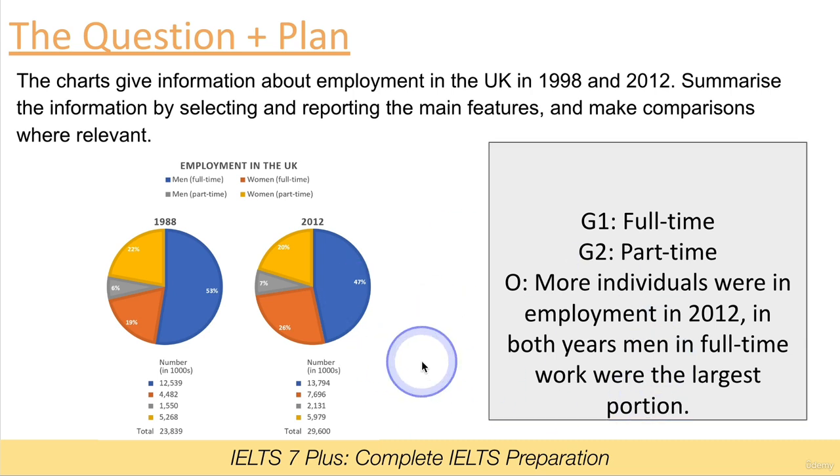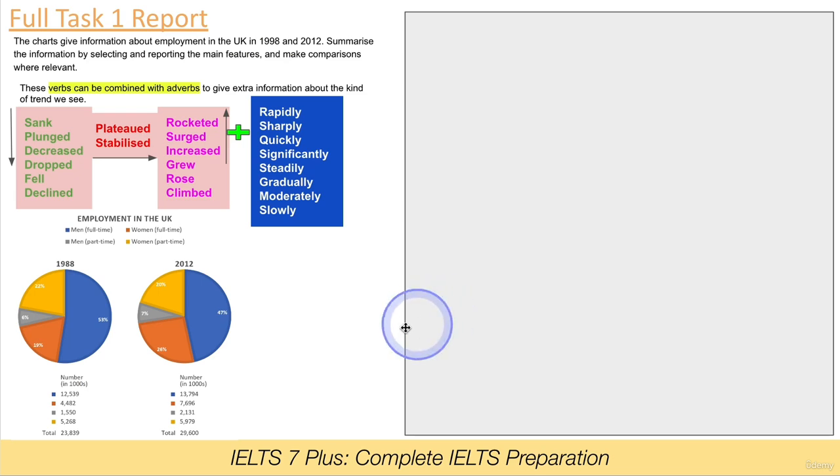Okay, so I'll show you now how we can write this all up here. We've got the question, and we've got some useful words to help us. So we've got synonyms for words like decrease, stay the same, increase, and when they are combined with adverbs, it makes for a really nice way to show what's happening. And of course, we've got our data down here.